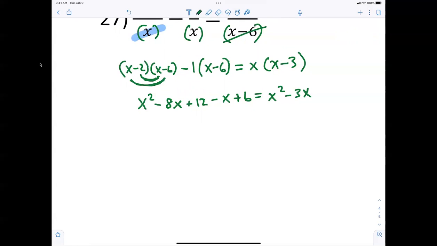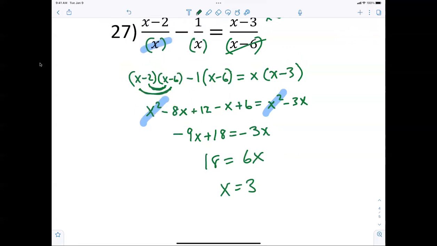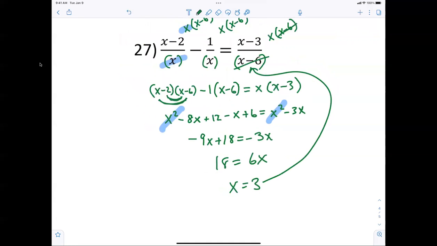Okay, now we're looking out for the x squares. They do what? So now we're combining terms. -9x plus 18. -3x. Yeah, thank you. And so now move it over, 18 equals what? So x equals 3. Is 3 a good number? Yeah, 3 is good.